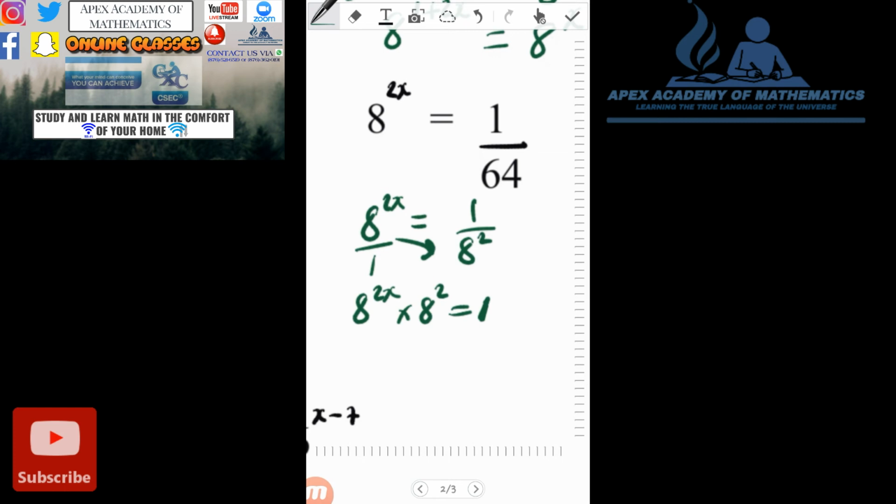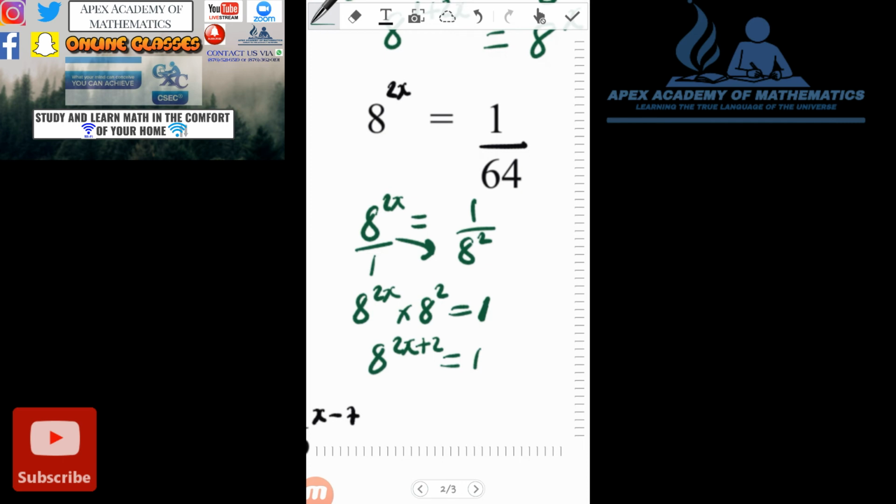Now right here we have the multiplication property. So we have the same base, so we're going to add the powers. So this is 8 to the 2x plus 2, and that's equal to 1. Now we have a problem, because what we have here is base 8 and base 1. So how do we resolve a problem like this?